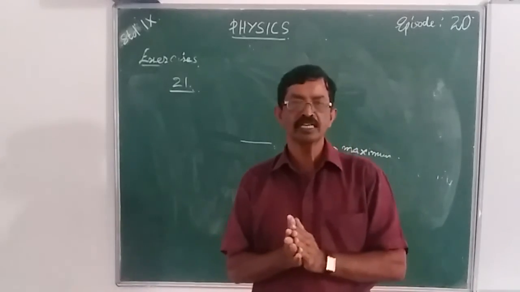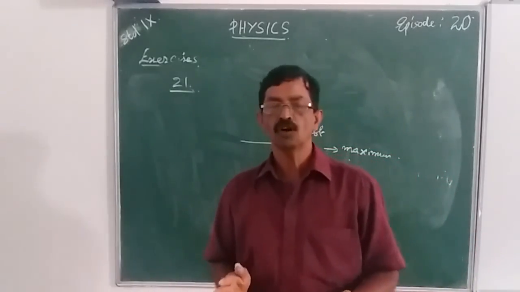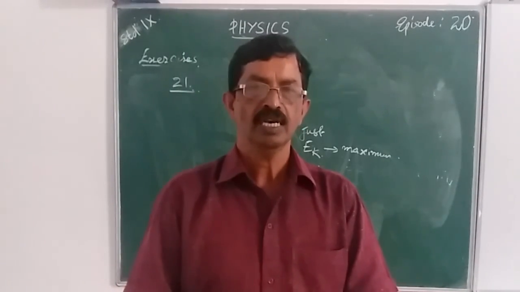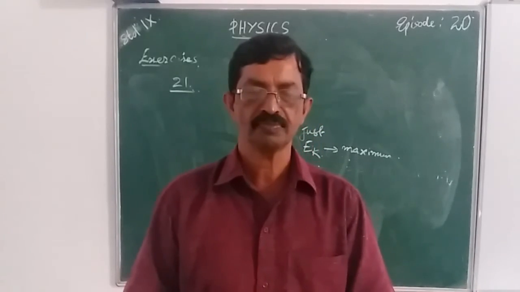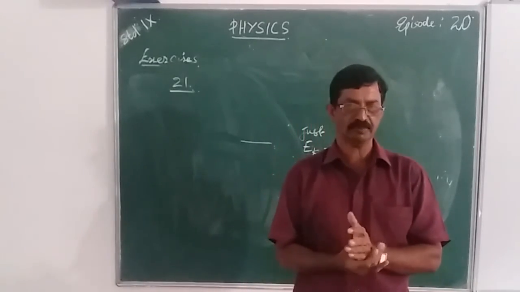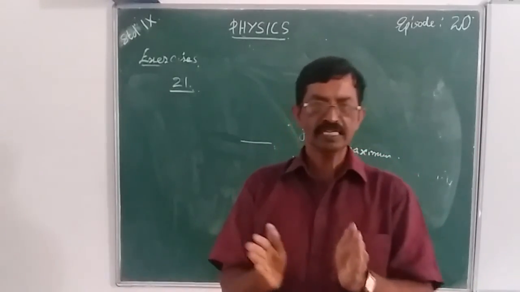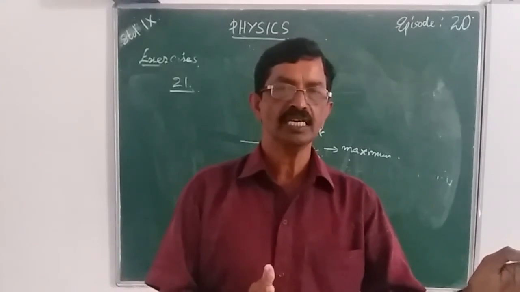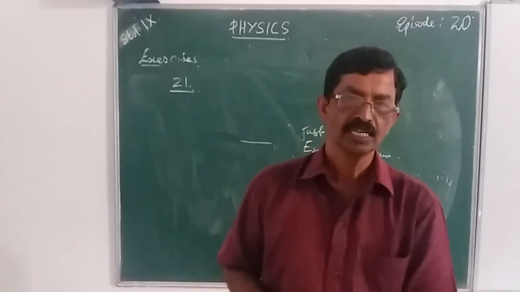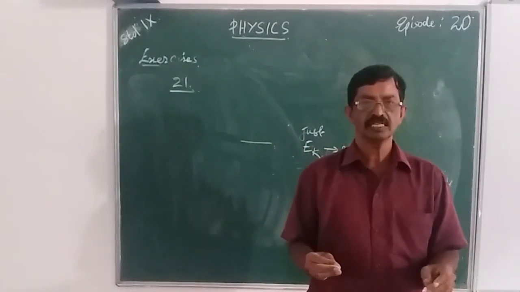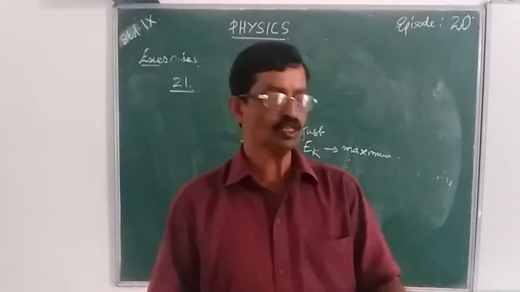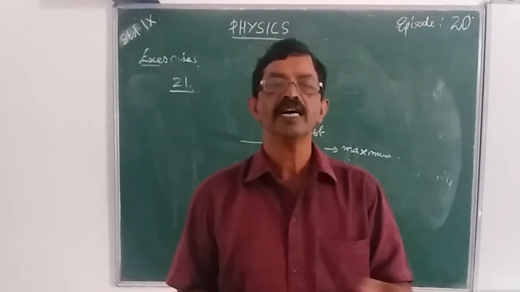Then we discussed the rate of doing work, or speed of doing work, and it is termed power, and its unit is watt. Then we also discussed conservation of energy. It says that we can transfer energy from one form to another, but we cannot destroy or produce energy; we can only transfer it from one form to other forms.